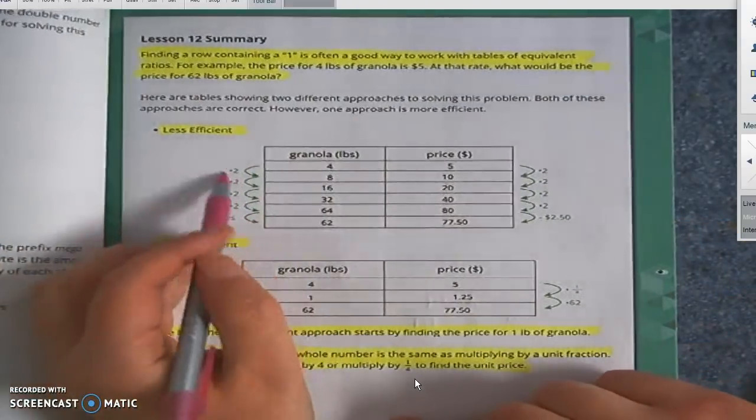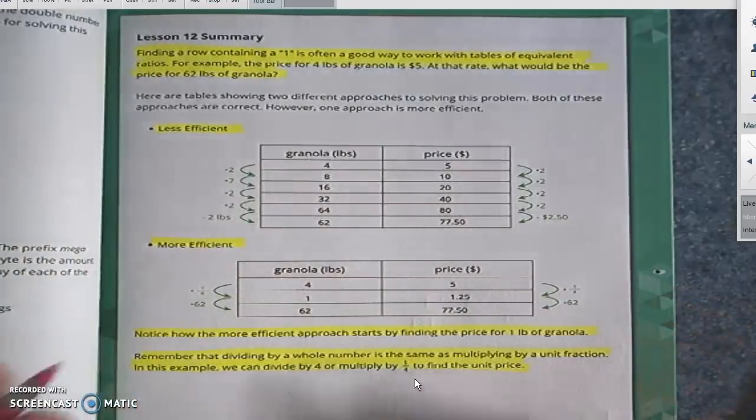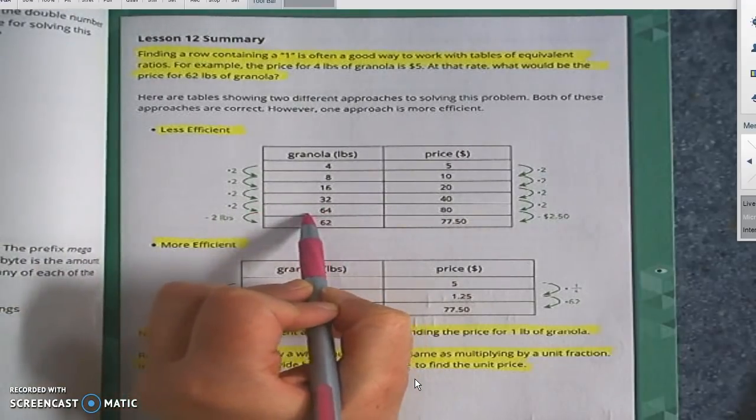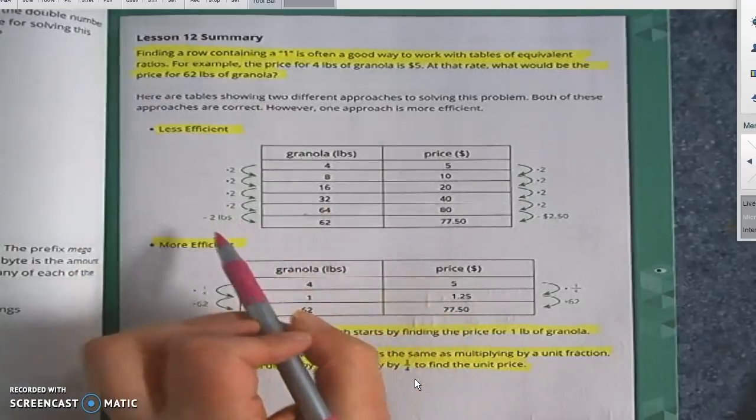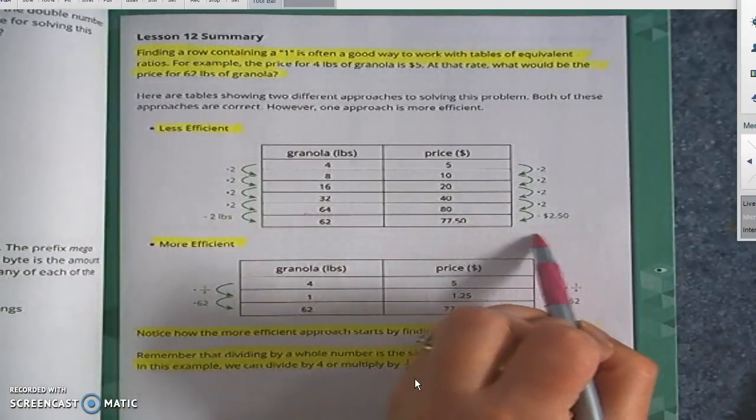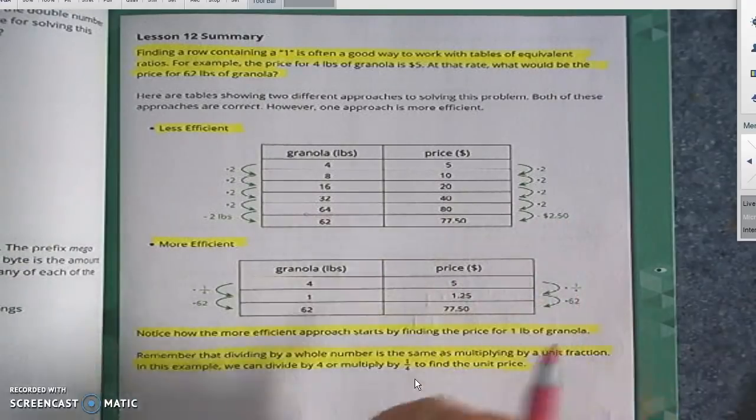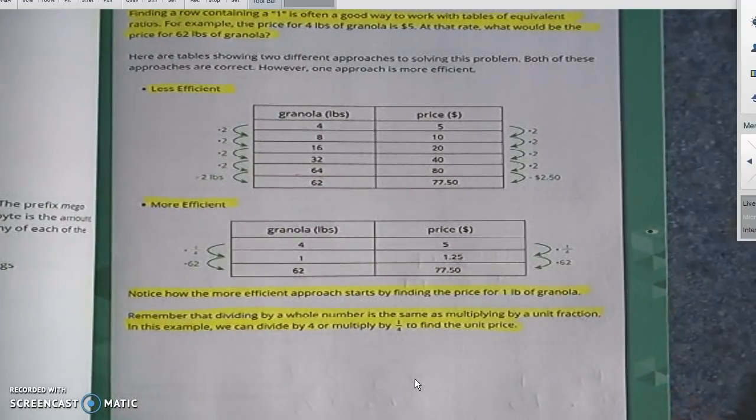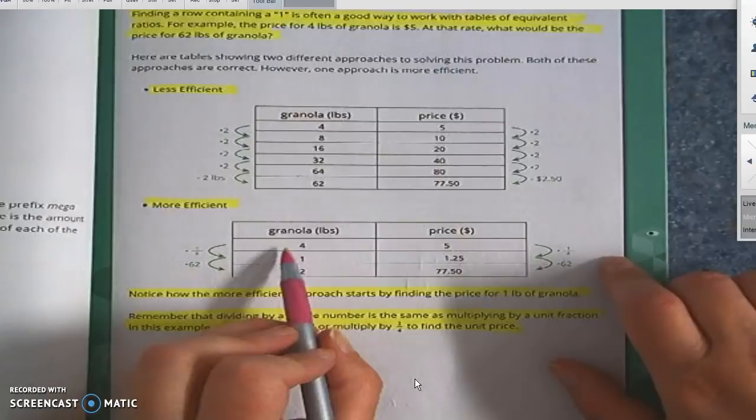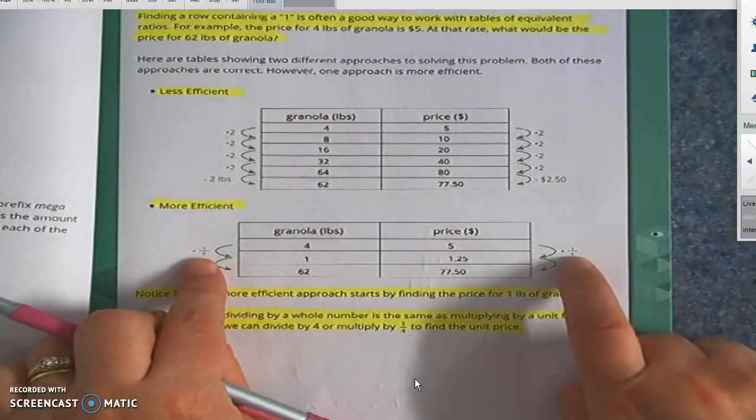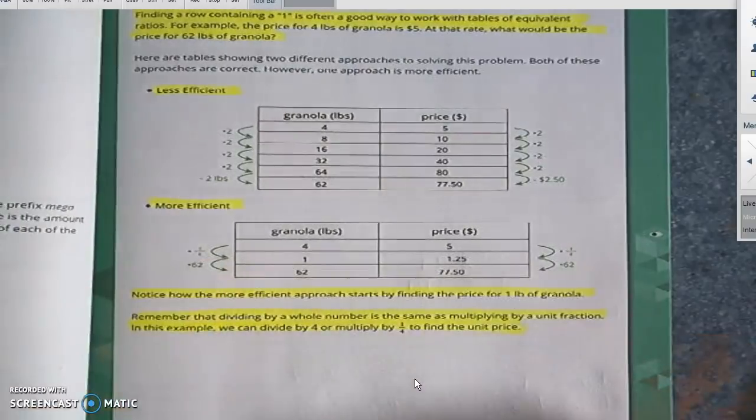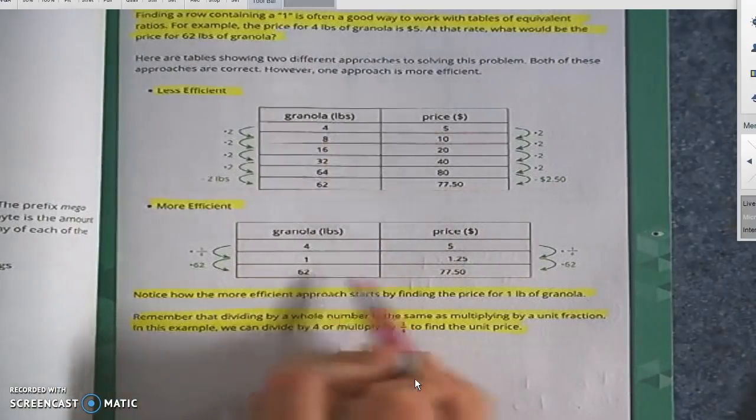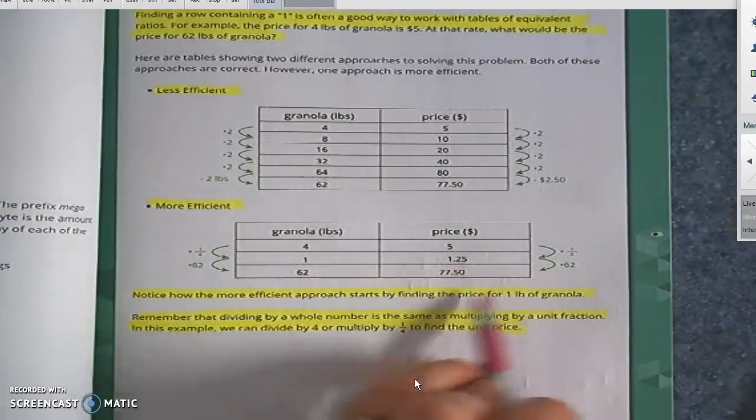So the first way they did it, which they're saying is less efficient, so it's going to be more work, take more time. They did times 2, times 2, times 2, all the way up until they got to 64, which was close but not quite what they wanted. And then they subtracted 2 pounds, and on this side they subtracted the price of 2 pounds, so they subtracted $2.50. Now that's fine, but that's kind of a lot of work. So then the more efficient strategy is to go from 4 down to 1, and they did that by finding 1/4 of 4 and then 1/4 of the $5. So this gave them $1.25, and then they just multiplied it by 62. So much fewer steps here.